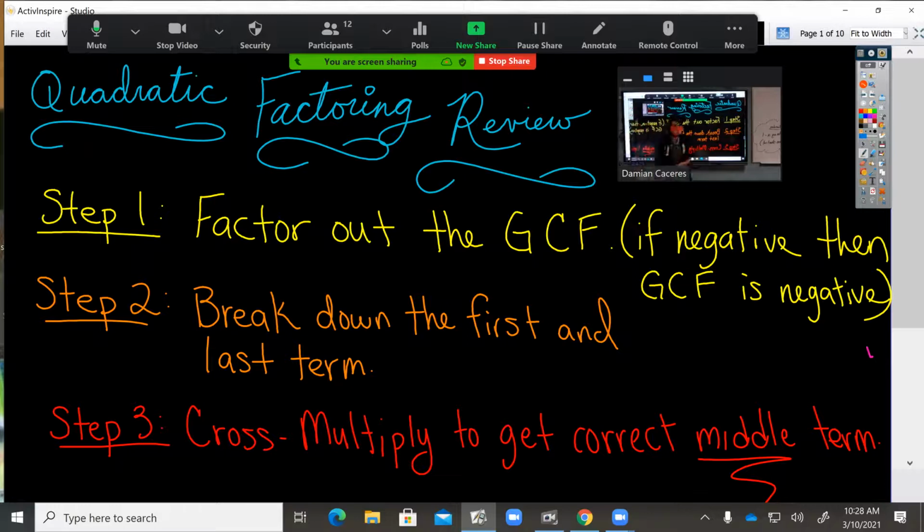All right, so these are the rules that you've seen before. I'm just going to talk about them again, and then we'll go straight to examples to practice. So, step one, factor out the greatest common factor. Now, there's something special about that. If the common factor in the front is negative, you have to factor out a negative.